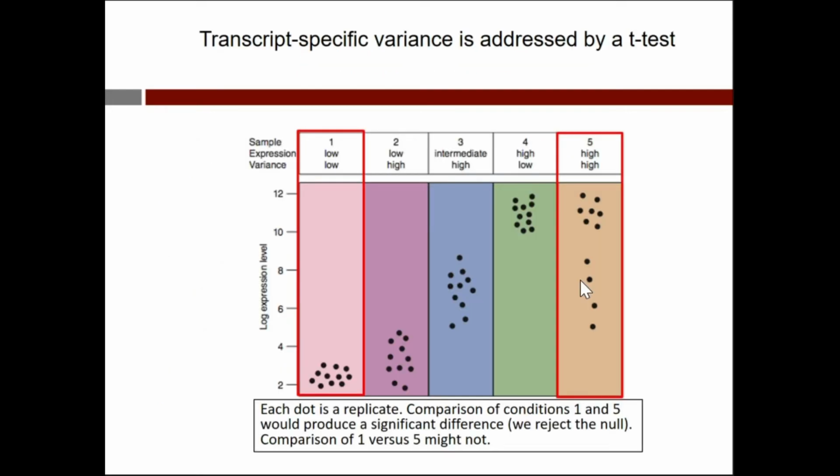Such as in this example, they test 5 different conditions, and each dot is a replicate comparison of condition 1 and condition 5. We can see here this is the mean and this is the mean of condition 5. They are so different, and the variations are so different. So we have strong confidence to reject the null hypothesis. We think that between comparison 1 and comparison 5, there is a difference.